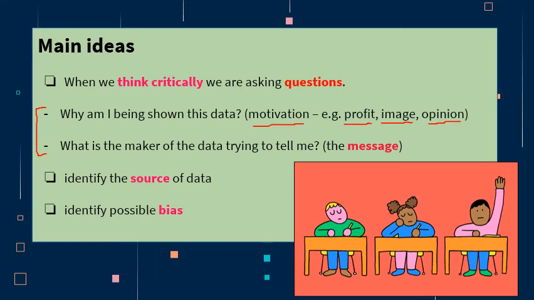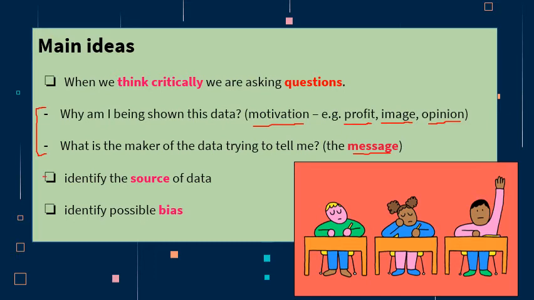Secondly, we ask, what is the maker of the data trying to tell me? What's the overall message? Now, sometimes you won't be given a sentence describing the message. Sometimes it will be in the heading, like that last example, where it actually told us what was going on in the data. So you'll have a few different examples today. Sometimes it might be in the heading. Other times you'll need to make an inference based on what you know.